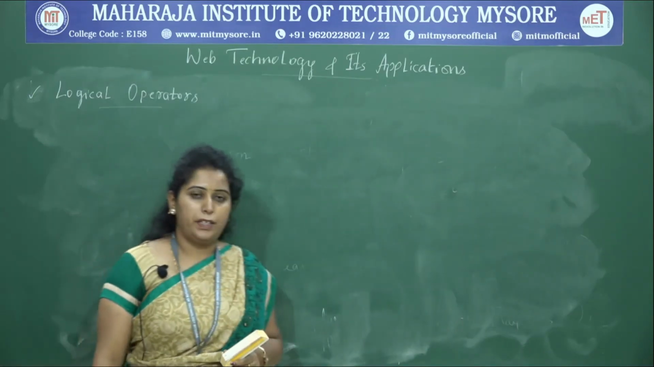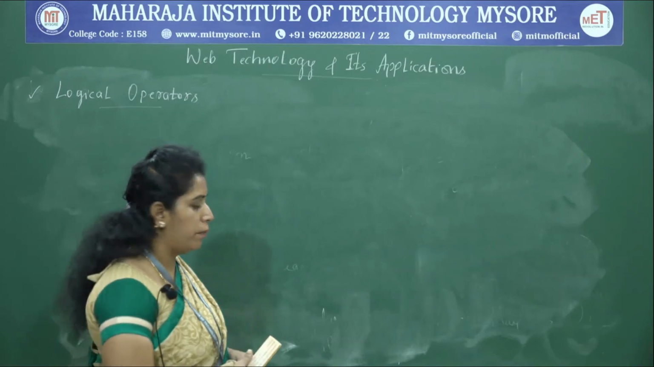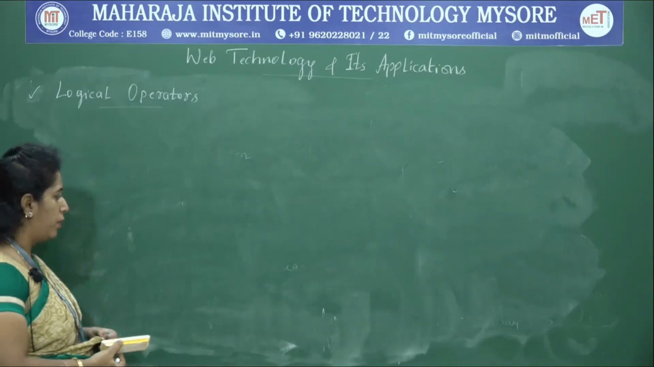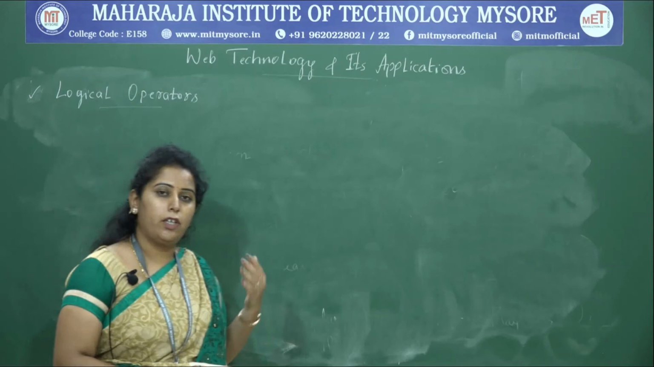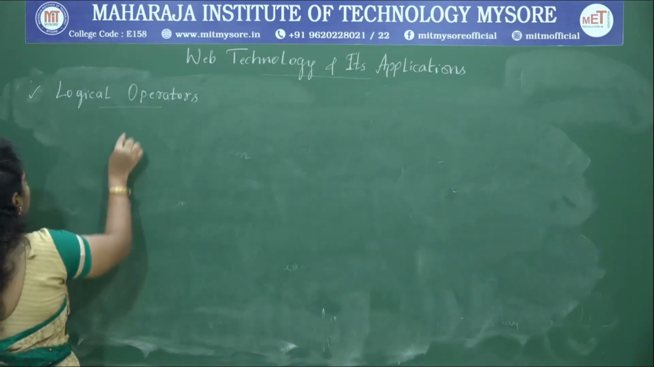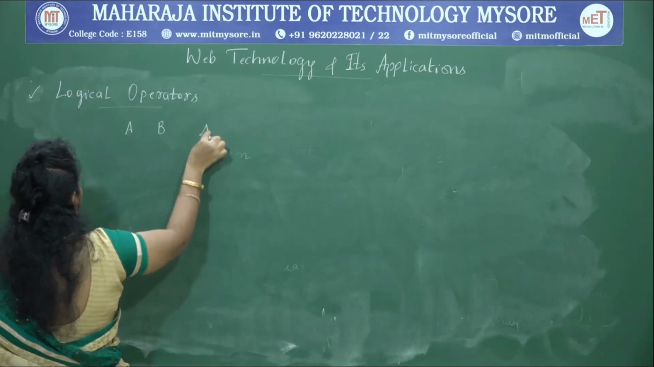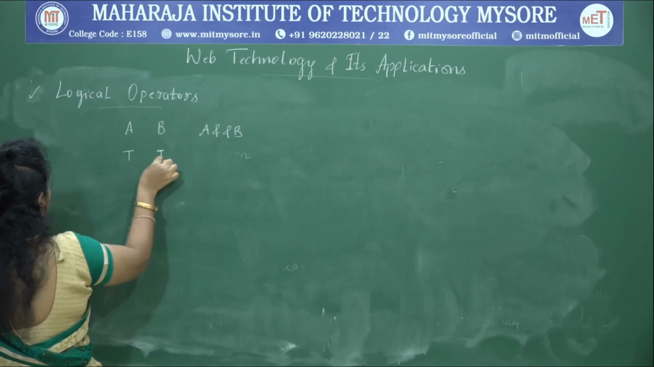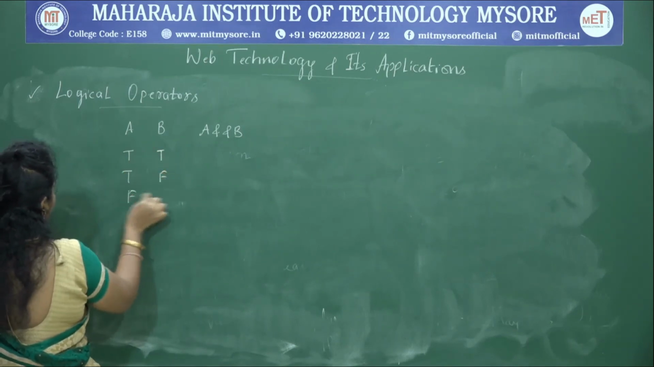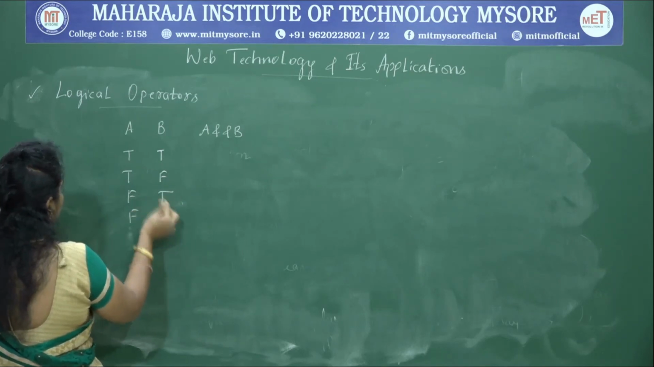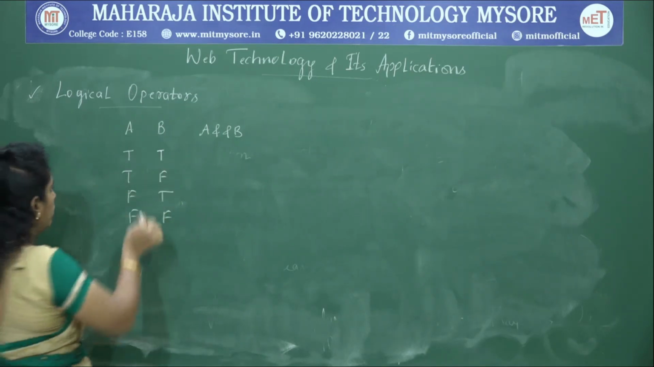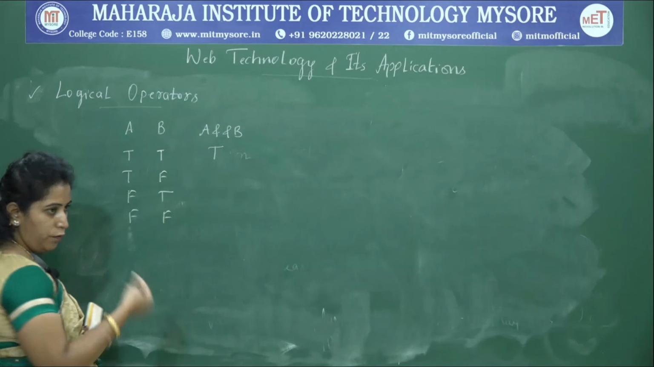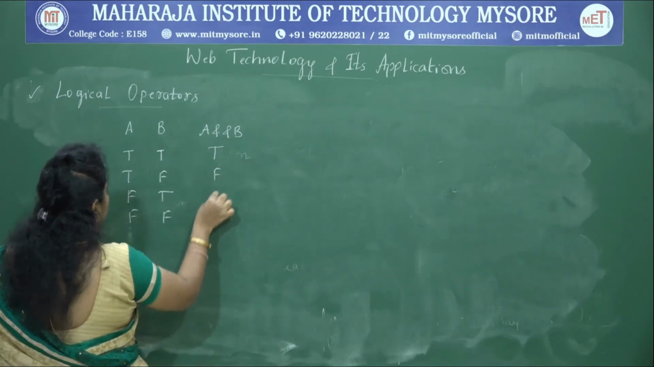Next is logical operators. So logical operators are used to combine two relational expressions. So here we have three types of logical operators, that is logical and, logical or and logical not. So first one I am going to take is logical and. True, true: true. True, false: false. False, true: false. False, false: false. Whenever both the operands result in true, the result will be true. If one of the operands results in false, the result is false.